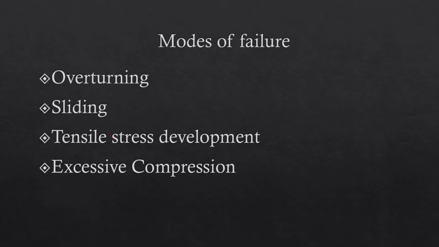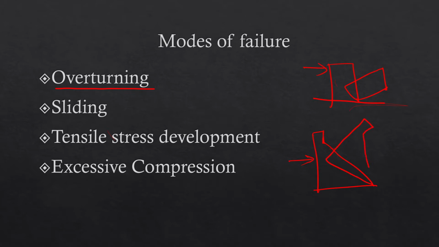The first one is called overturning. Suppose you have some object like this. If you push it, then it will fall like this. That's overturning. In the case of a gravity dam also, we have force of water from this side, and that is likely to overturn this whole dam like this. This overturning is generally assumed about the toe of the dam. So this is one mode of failure.